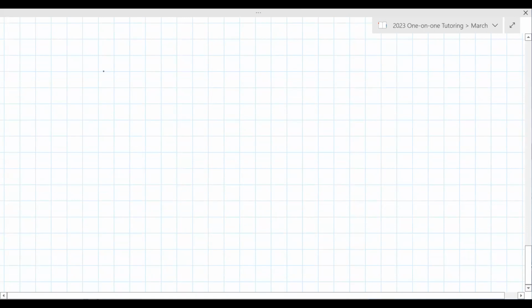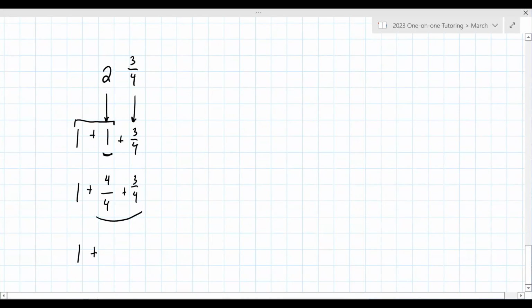So if I give you a number like 2 3/4, you can rewrite this as 1 plus 1, and then bring down the 3/4. Okay, now the second one you can rewrite as 4 divided by 4 plus the 3 divided by 4. Do you remember us doing that in the previous problem? Yes. So now if you add these together, what does that fraction add up to? 1 plus 7/4. So 7/4.